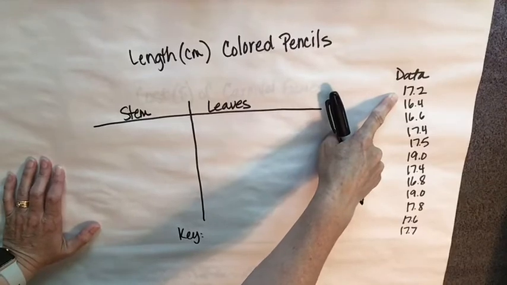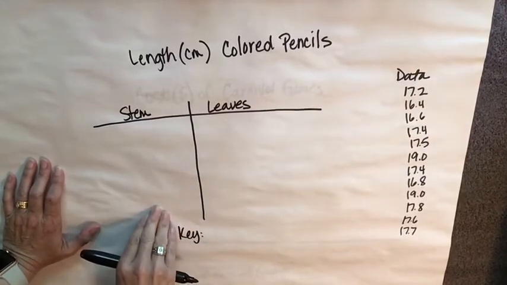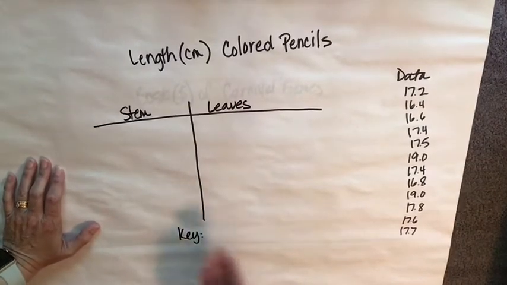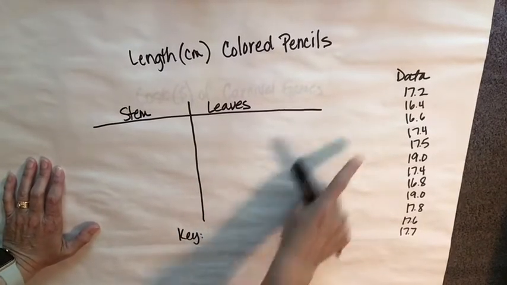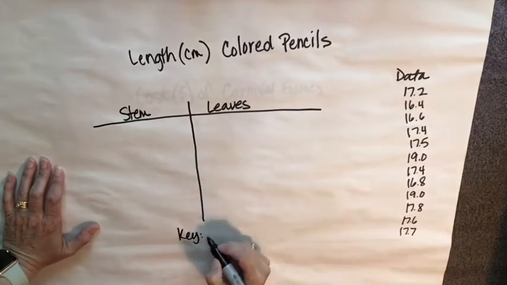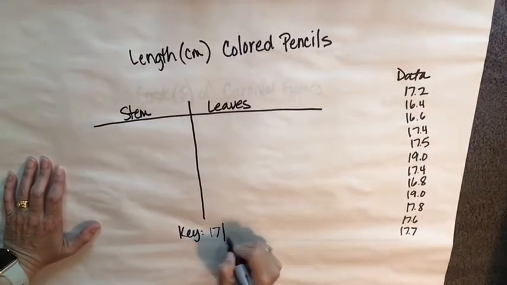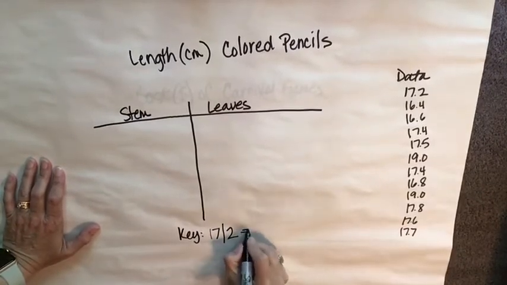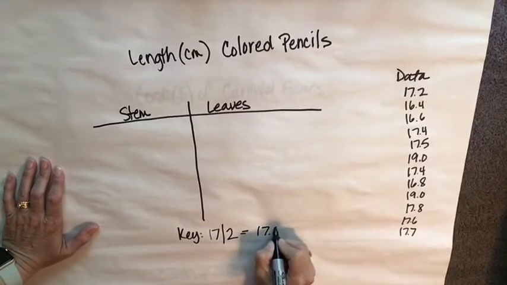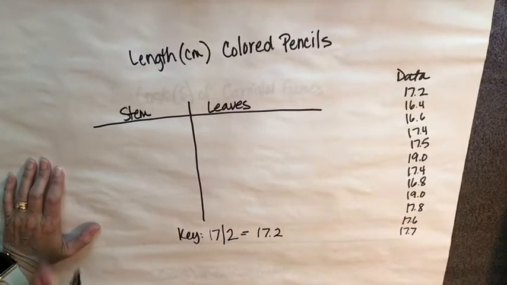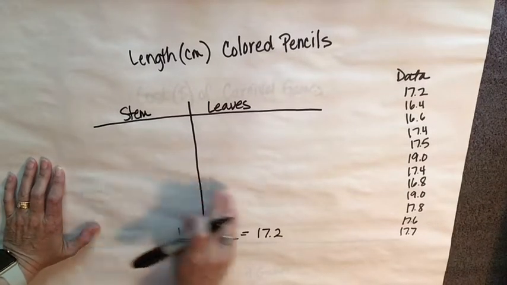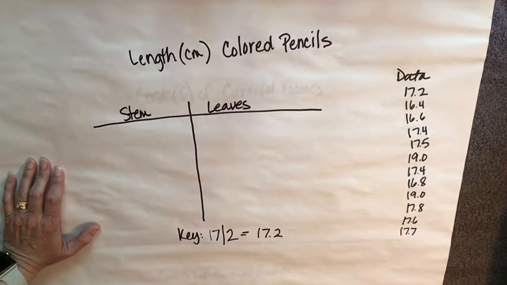Now for this stem and leaf plot, our whole numbers will be our stem and our tenths place will be our leaves. Stem and leaf plots are always based on place value. So we'll use 17 2/10, and the way we'll make our key is we'll say 17 as a stem and 2 as a leaf means 17 2/10. So now anyone who looks at our stem and leaf plot when it's complete will understand what place value the stems represent and what place value the leaves represent.